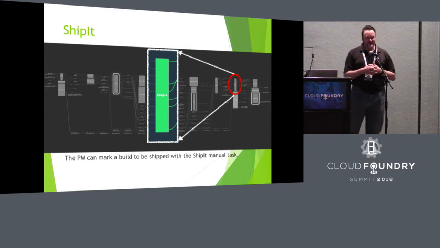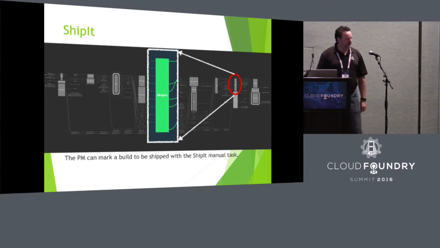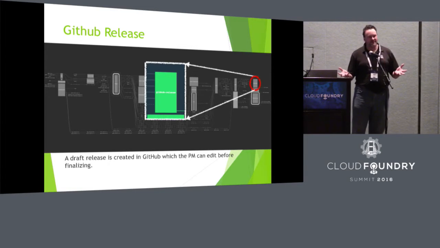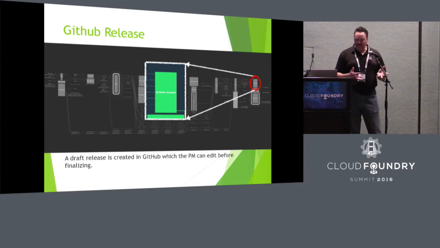So if Eric has run his tests and feels that it's ready to go, there's now a manual step that he will click to say, okay, we're ready to ship. This marks the release as ready to go and ready to be shipped and released to everybody else. So we do have a step that creates a draft release of the new Diego, so it'll mark it as a new release version, and it'll be in draft state, so then Eric can do things like write the release notes and get it ready to be published.